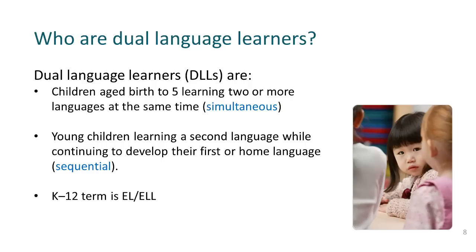The other thing that's important to know about simultaneous dual language learners is they tend to be very high achievers, and it's a fairly small group. So there aren't a lot of children that have been intentionally equally exposed to two languages from birth, but they're extraordinary and academically high achievers. The term that we use in K-12 most often that many people are familiar with is English learner or English language learner.